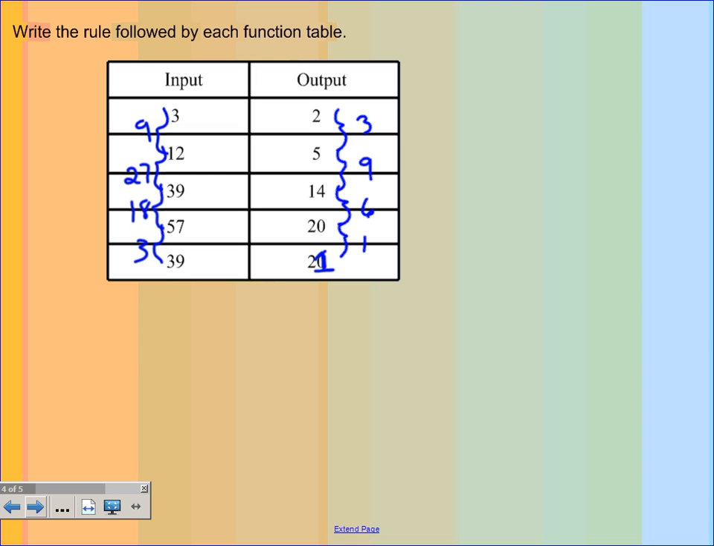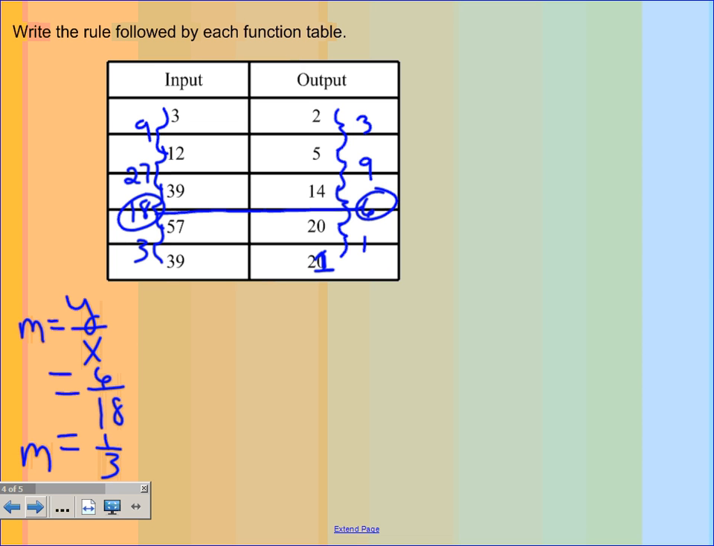Alrighty, so now I need the change in my y's over the change in my x's. So I'm going to just choose, let's do 6 and 18. This is the change here. So we have 6 over 18, which simplifies down to 1/3. So that'll give me my m.